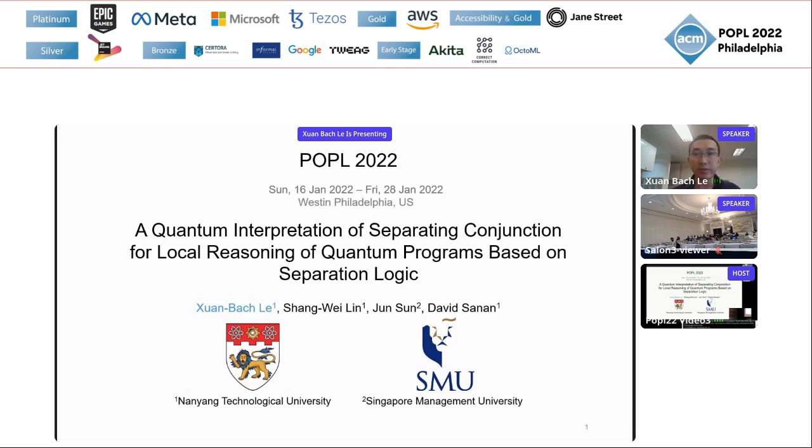My name is Xuan-Bach from Singapore, and today I will present the paper, Quantum Interpretation of Separating Conjunction for Local Reasoning of Quantum Program based on Separation Logics. This is a joint work with Shang-Wei, Junsun, and David when I was working at NTU Singapore, and it's midnight in Singapore, so please bear with me.